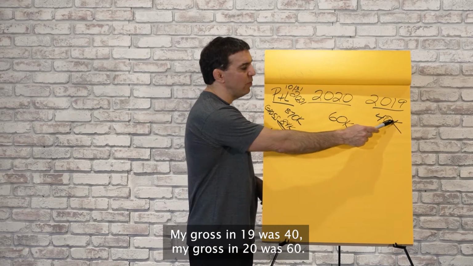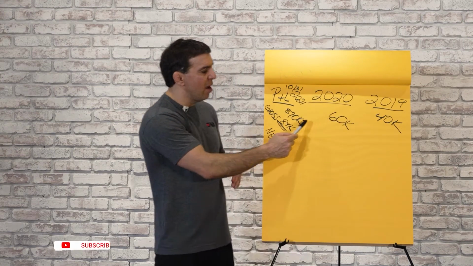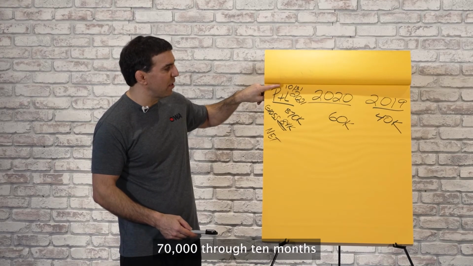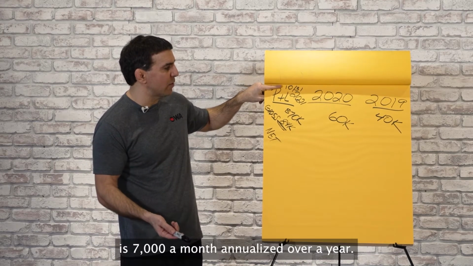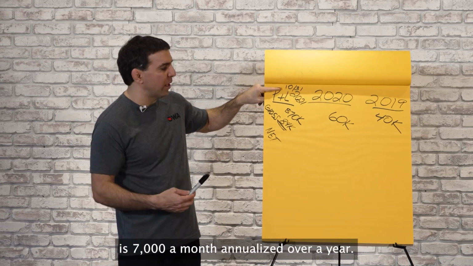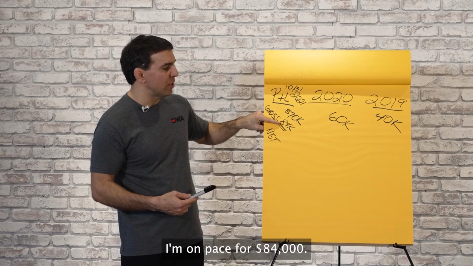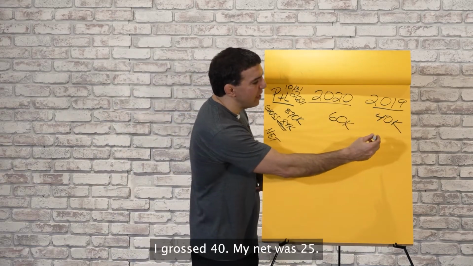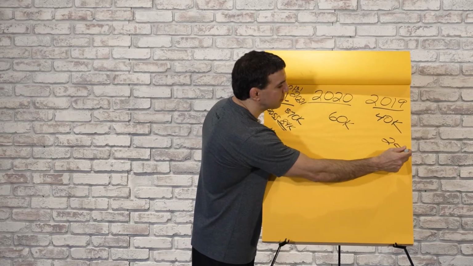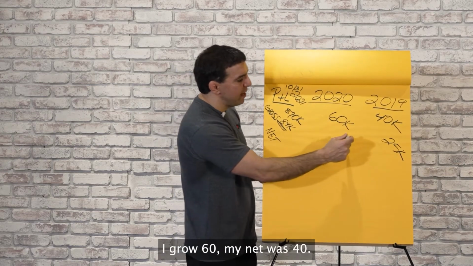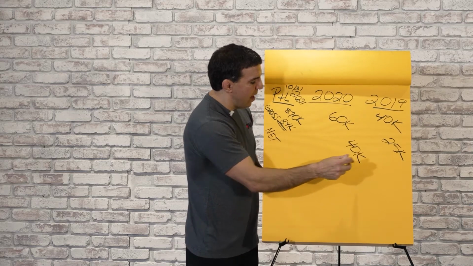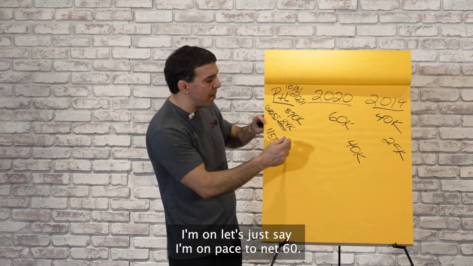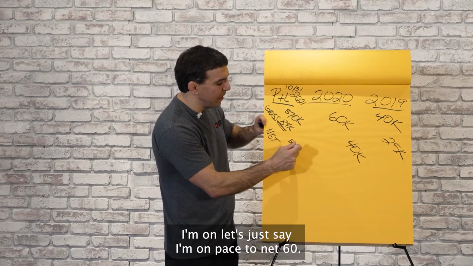My gross in 19 was 40, my gross in 20 was 60, my year to date is 70, the pace is 84. 70,000 through 10 months is 7,000 a month. Annualized over a year, I'm on pace for $84,000. That's my gross. Let's look at nets. I grossed 40, my net was 25. I grossed 60, my net was 40. I'm on pace to gross 84. Let's just say I'm on pace to net 60.